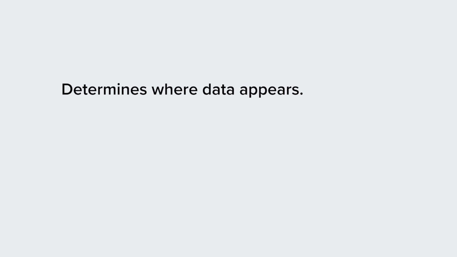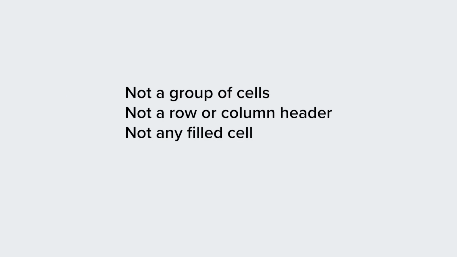Unless you select a different cell, all typing, formulas, and many actions apply to the active cell. The active cell is not a group of selected cells. It is not a highlighted row or column header, and it is not just any cell that contains data. It is not every cell in the worksheet. The active cell is the single cell currently selected for input.